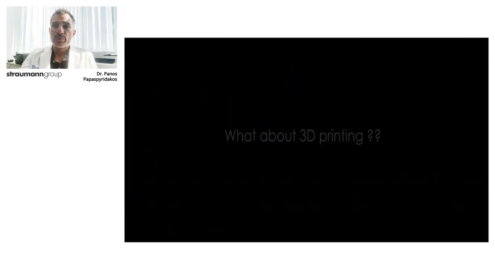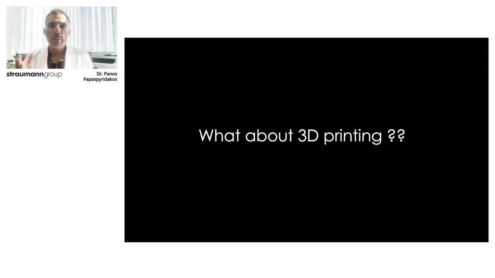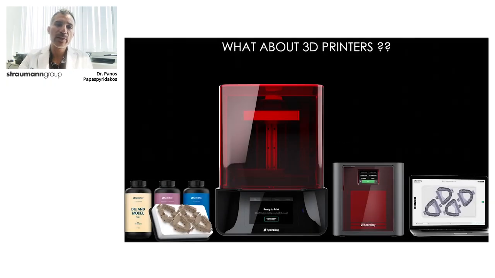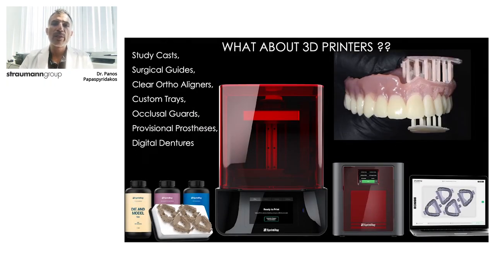Now, what about 3D printing? You saw milling. Milling is the current standard for definitive prosthesis fabrication, but what about 3D printing? So when we say 3D printing, we can relate to study casts, surgical guides, ortho-aligners, custom trays, occlusal guards, provisional prostheses, and digital dentures. Now, the only definitive restoration you can do in implant dentistry is a digital denture, a complete denture. You cannot fabricate any frameworks or full arch prosthesis with 3D printing yet.